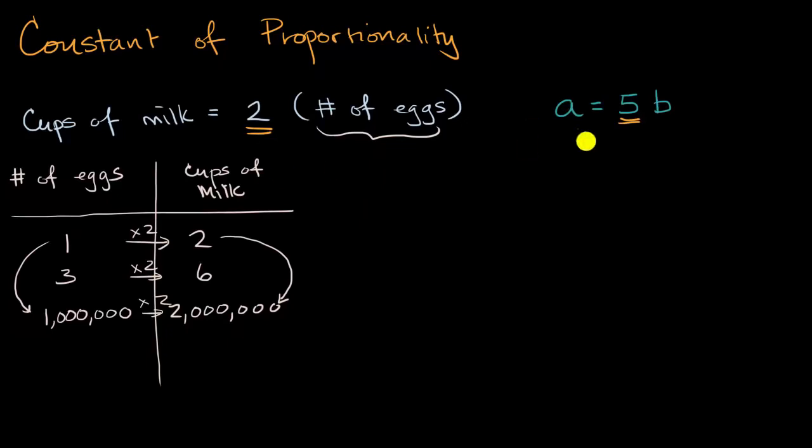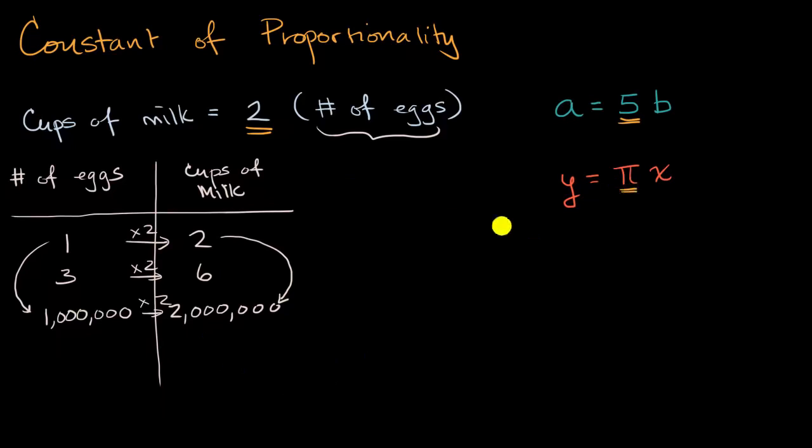Let's do another example. If I said that y is equal to pi times x, what is the constant of proportionality here? Well, you give me an x, I'm going to multiply it times a number. The number here is pi to give you y. So our constant of proportionality here is pi.